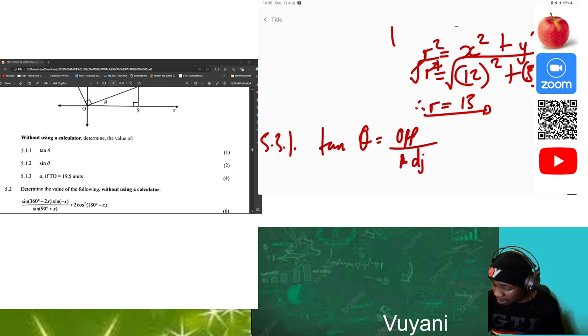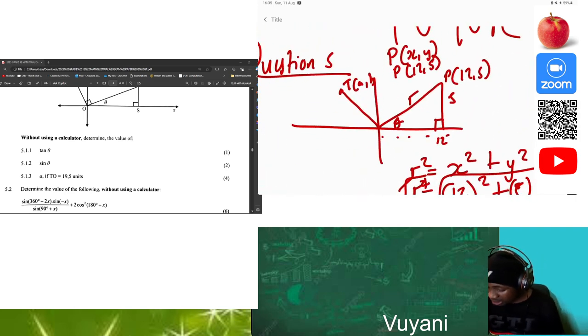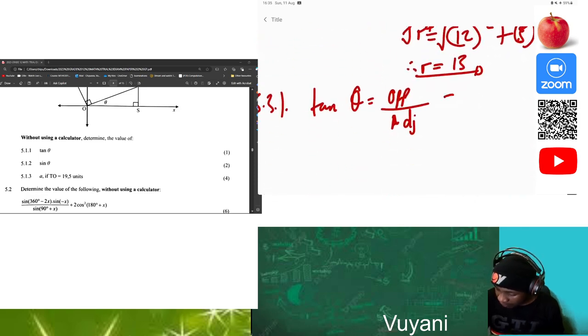So again we come back to our triangle, which is triangle O, P and S. Now we can find this tan theta. We know that tan theta is opposite over adjacent, so our answer there will be equal to 5/12. That's basic stuff. I'm sure everyone knows that. Now we go to 5.1.2.